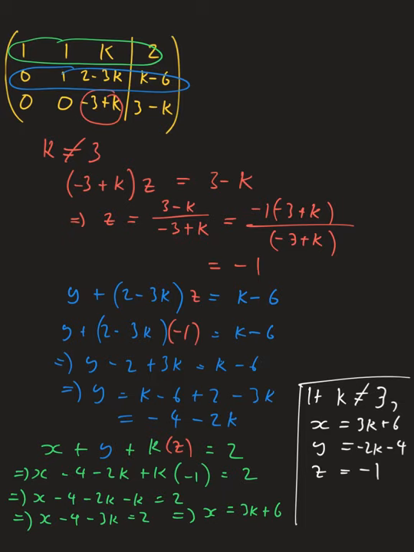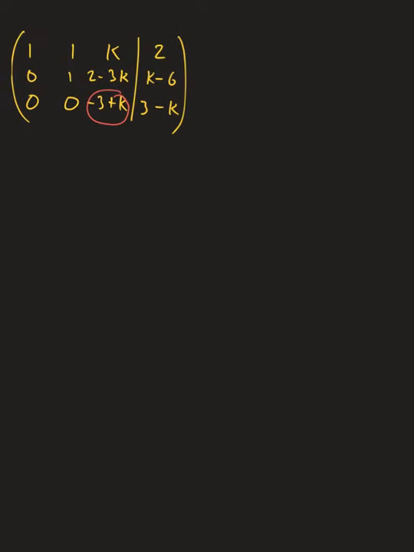So next we look at the case of an infinite number of solutions. So that's when k is equal to 3. So now we look for the infinite set. Right, k is equal to 3 gives us the following matrix: 1, 1, 3, 2, 0, 1. Then we have 2 minus 3 times 3, that's 2 minus 9 is minus 7. And we have 3 minus 6 is minus 3. The last row then, we know is going to be 0, 0, 0, 0, because minus 3 plus 3 or 3 minus 3 both come out to 0.